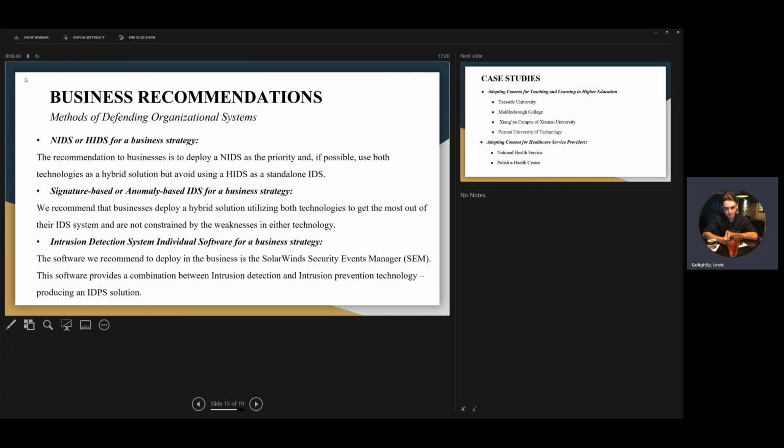So, signature-based or anomaly-based intrusion detection systems for a business strategy. We would recommend that businesses deploy a hybrid solution using both technologies to get the most out of their intrusion detection system and are not constrained by the weaknesses in either technology.